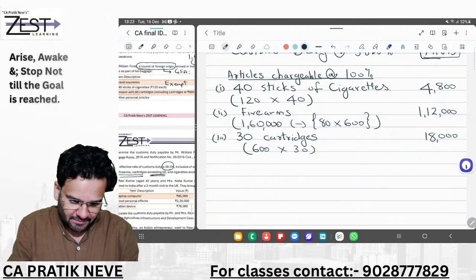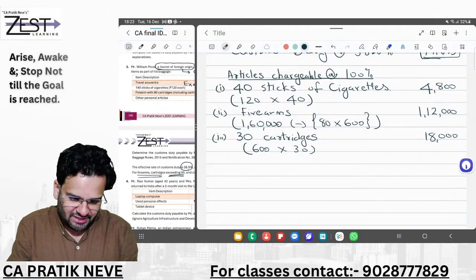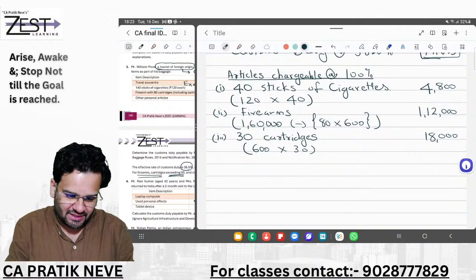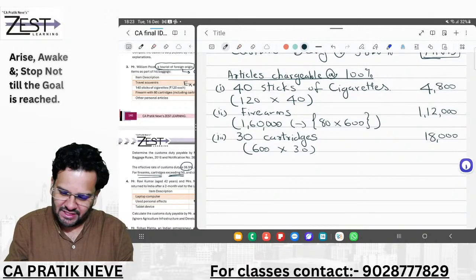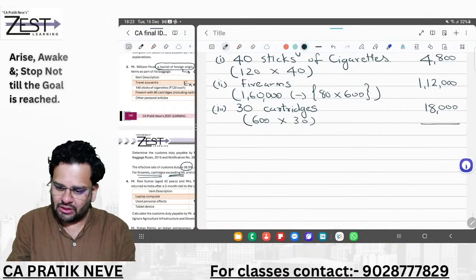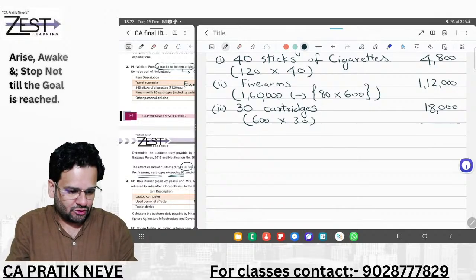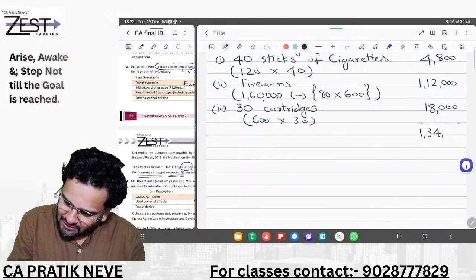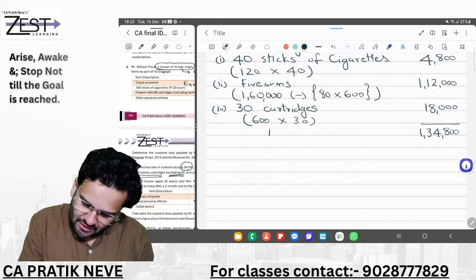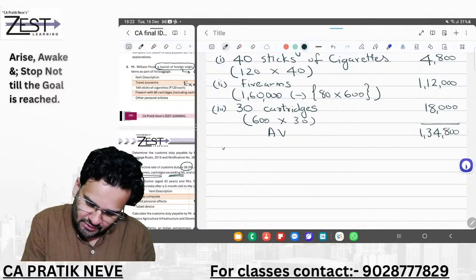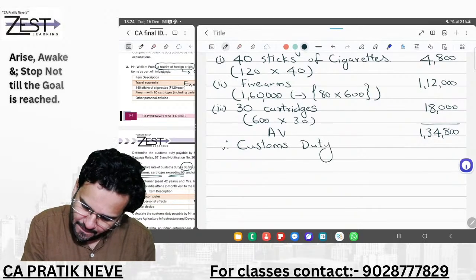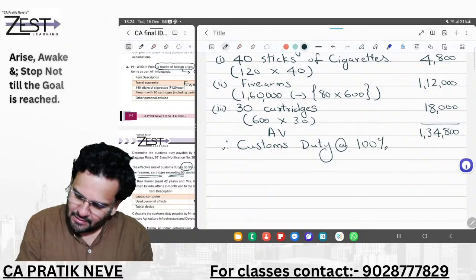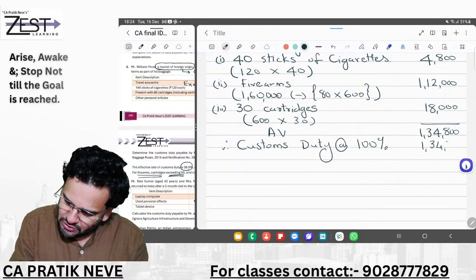Now friends, the travel one is done. 140 sticks of cigarettes, in that 40 done. Firearms done. And 30 cartridges done. So that's it. Take the total now. 18,000 plus 1,12,000 plus 4,800. 1,34,800 is the assessable value. Therefore, customs duty at 100%. So it is 134,800.